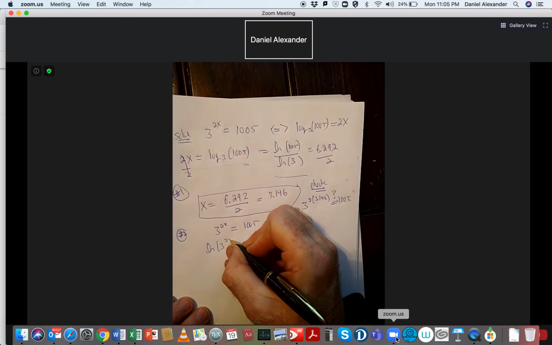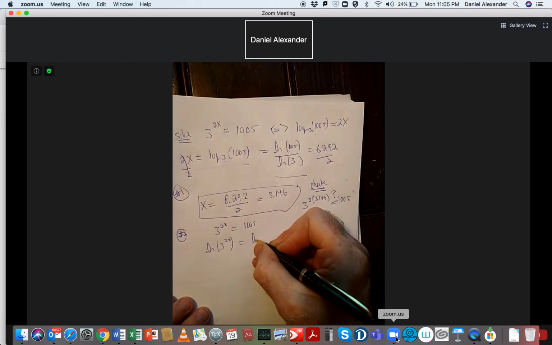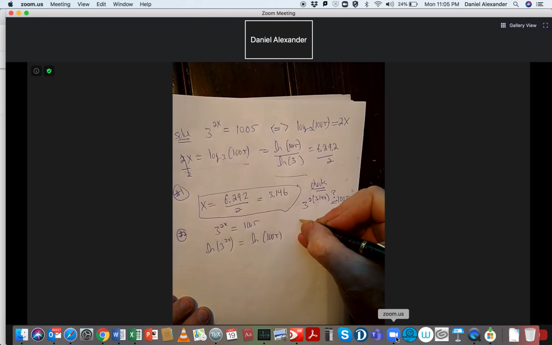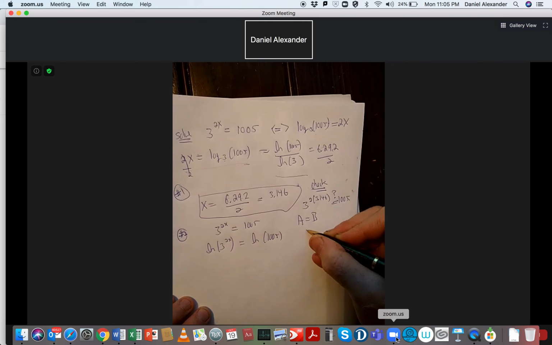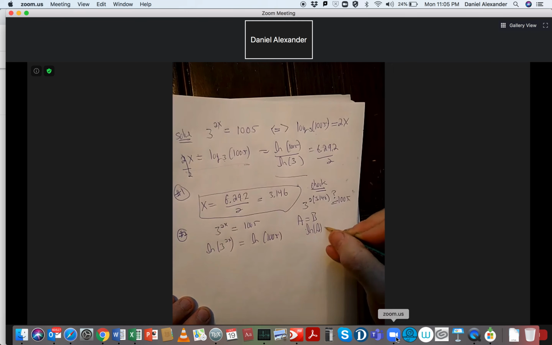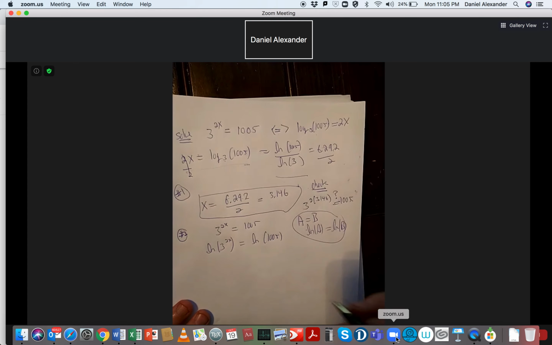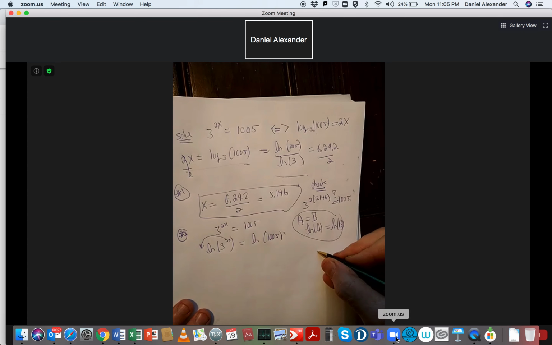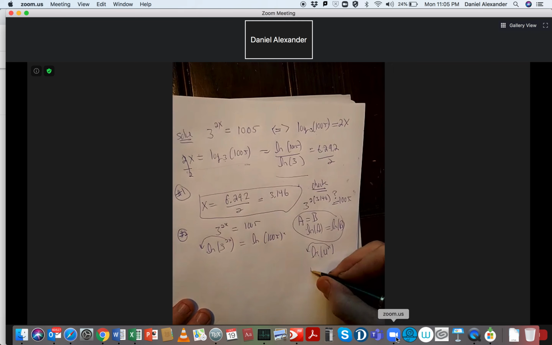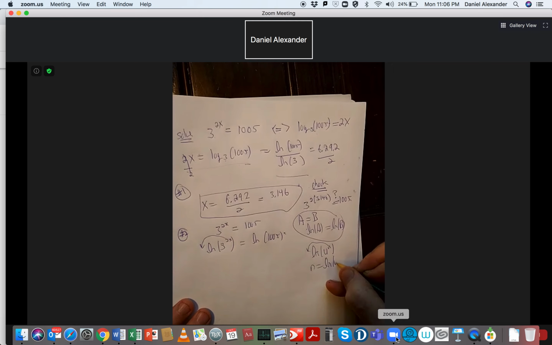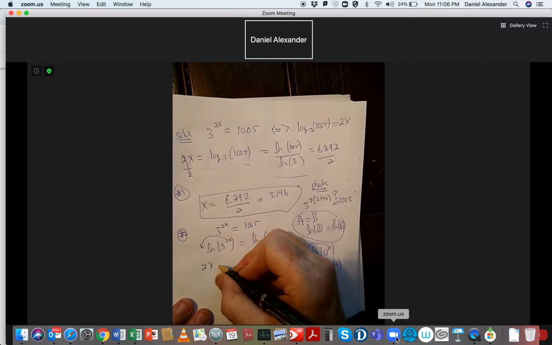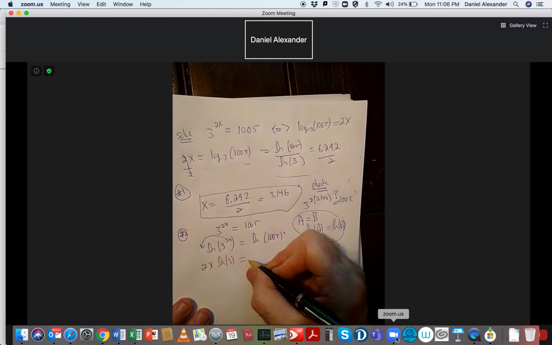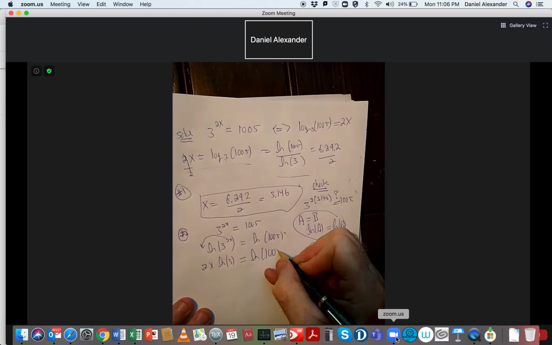You could do this with the common log if you wanted. So I take the log of both sides. Remember, if a is equal to b, then the log of a is equal to the log of b. That's the one-to-one principle. Now I can bring the exponent down. That's the rule that the log of u to the n equals n log u. So I get 2x log 3 equaling the log of 1005.